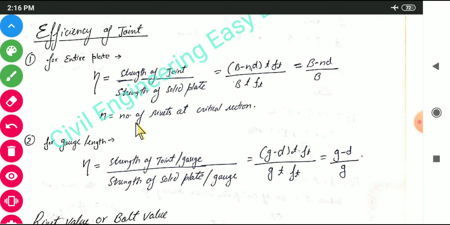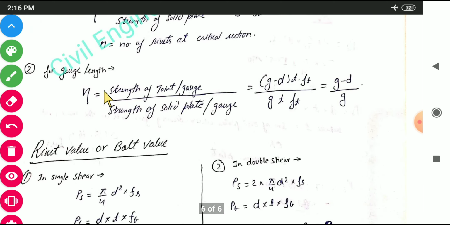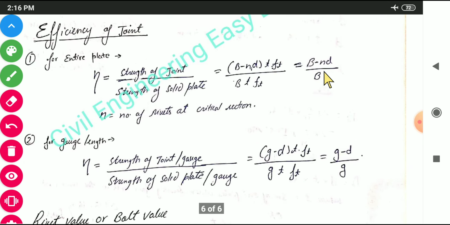Here n is the number of rivets at the critical section. Earlier we have seen n1 was 3 in the earlier example. Same way for the gauge length also, strength of joint over strength of solid plate. B here will be replaced by gauge length G into the thickness into Ft, and in gauge length we have only one rivet to be deducted, so (G minus D) times T into Ft. So the strength of the joint will be this. Again, thickness and stress will be cancelled, and this thing will be remaining here. So that will define the efficiency of joint.